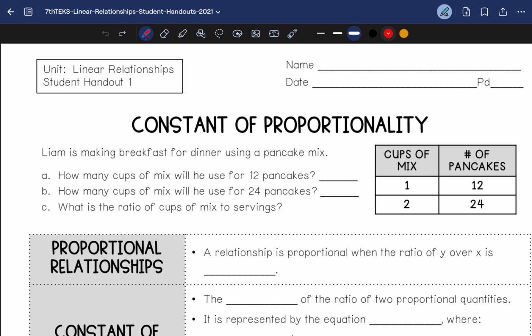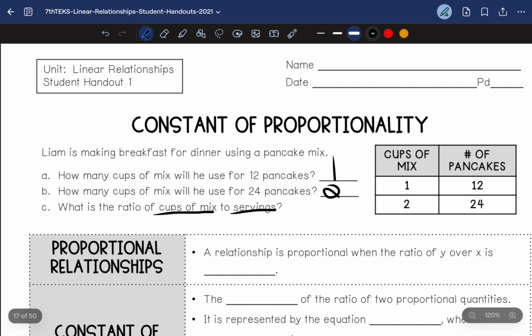Up at the top here it says Liam is making breakfast for dinner using a pancake mix. Part A, how many cups of mix will he use for 12 pancakes? So let's take a look at the table. I'm going to look and see where it says number of pancakes 12. And then to the left of that it says cups of mix 1. So I'm going to put a 1. Then it says how many cups of mix will he use for 24 pancakes? Well, it says 2.